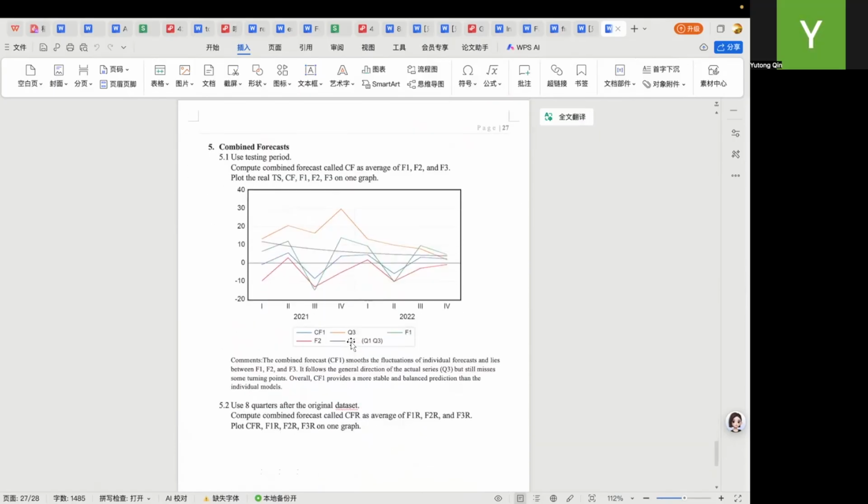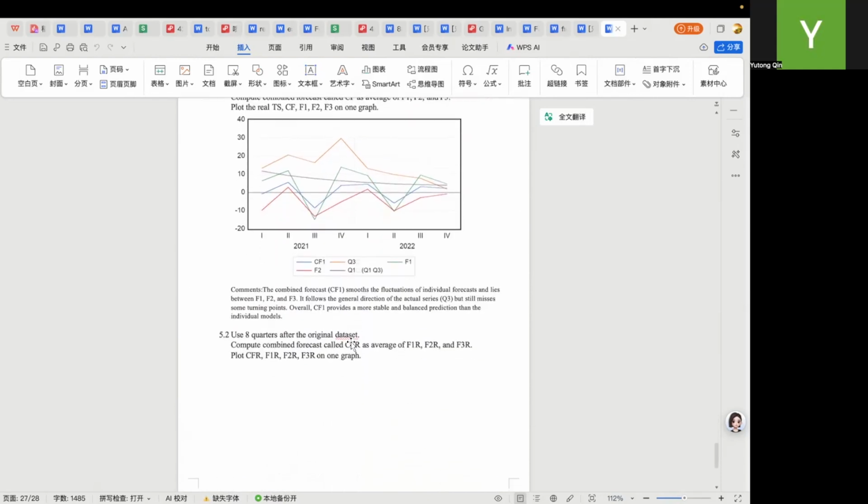Then we have the combined forecast here, F31. The combined forecast smooths the fluctuations of individual forecasts and lies between F1, F2, and F3. It follows the general direction of the actual series, but still misses some turning points. Overall, the combined forecast provides a more stable and balanced prediction than the individual models.